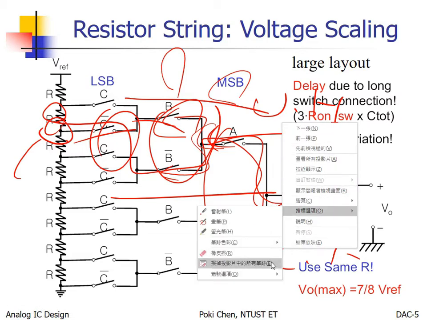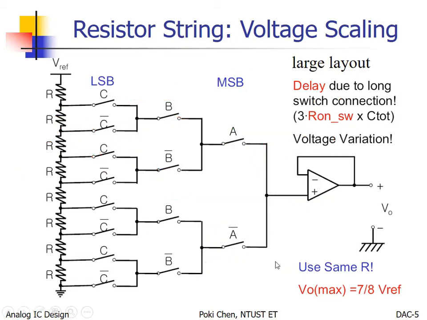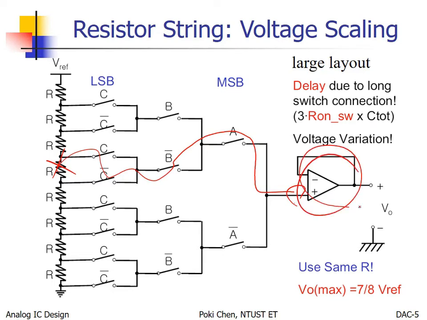So it is not only simple to understand, but also easy to implement. However, nothing is perfect. It has some defects. For example, for each node, it needs to pass through so many switches to reach the output buffer. So it will cause a lot of delay if the number of bits is too high.